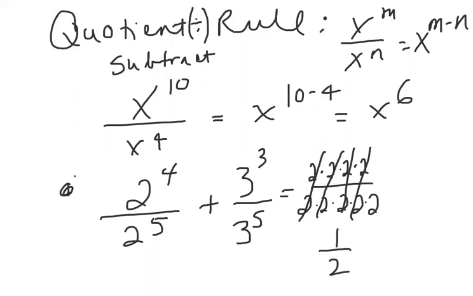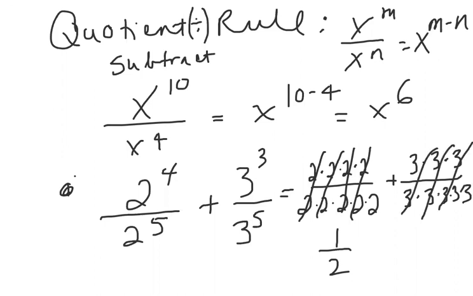I'm going to move on to the second fraction. Do the same thing. 3 to the 3rd is 3 times 3 times 3. And then in the denominator, I have 3 to the 5th power. And 3 to the 5th power is 3 multiplied by itself 5 times. So again, I'm going to cancel out pairs of 3's. And what am I left with? 1 over 3 times 3, which is 9.